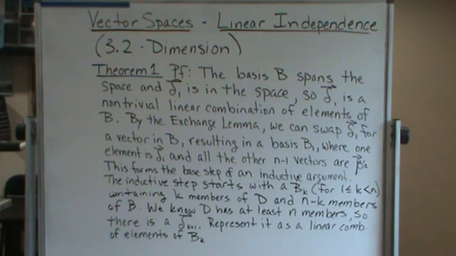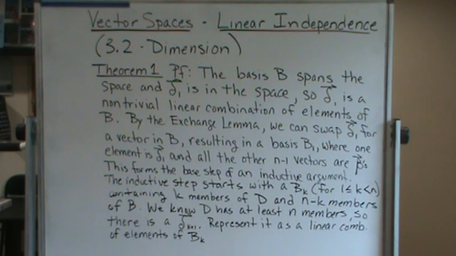Now, this brings us to a key point. In that representation, at least one of the non-zero scalars must be associated with a beta sub i, or else that representation would be a non-trivial linear relationship among the elements of D, but remember, D is linearly independent, because it's a basis.